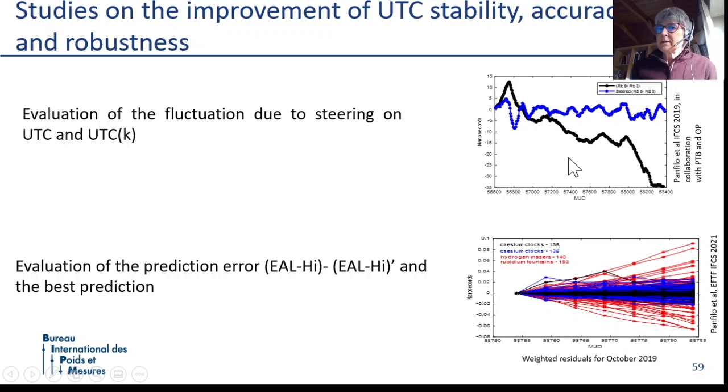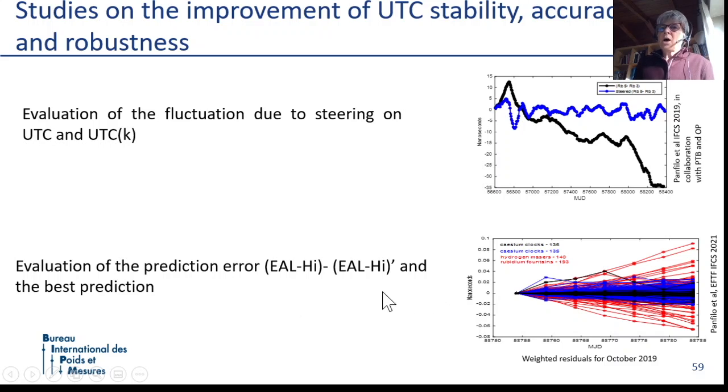One important research activity is on data processing and algorithms, and I will give you some examples. One is the analysis of why these periodical fluctuations are observed on some UTCK and on UTC, and we were able to understand that the steering, the fact that UTCK is corrected to be in agreement with UTC, gives origin to this behavior.